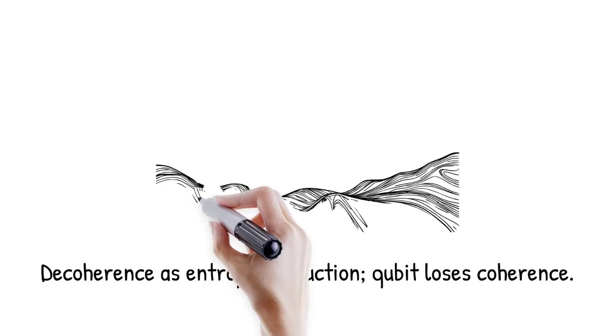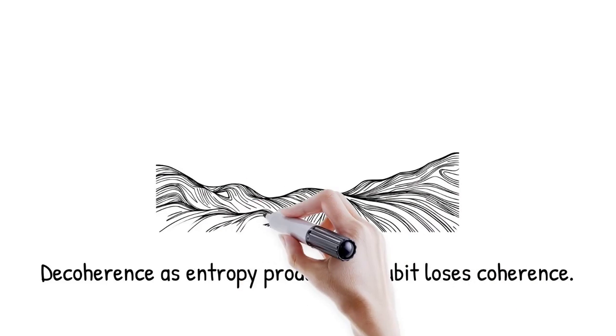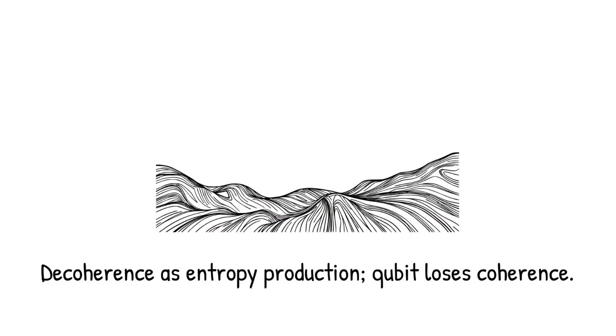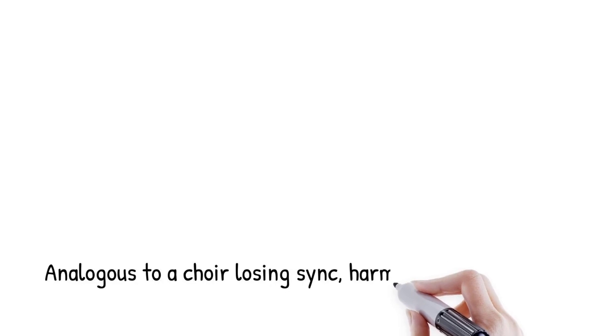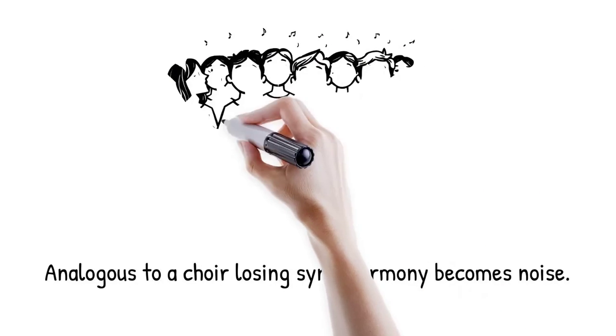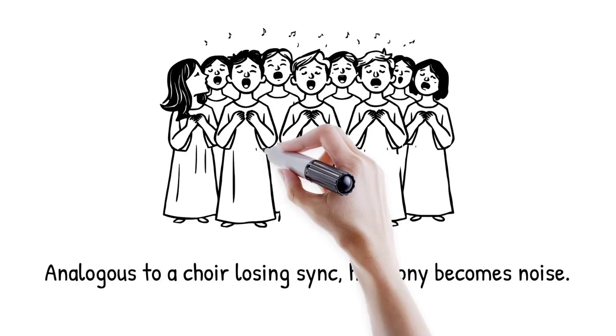A qubit coupled to a spin bath loses coherence over time, raising its entropy while its average energy stays fixed. It's like a choir gradually going out of sync. No one sings louder or softer, but the harmony disintegrates into noise.